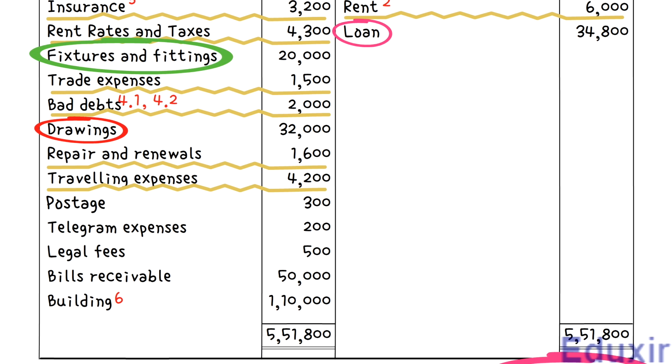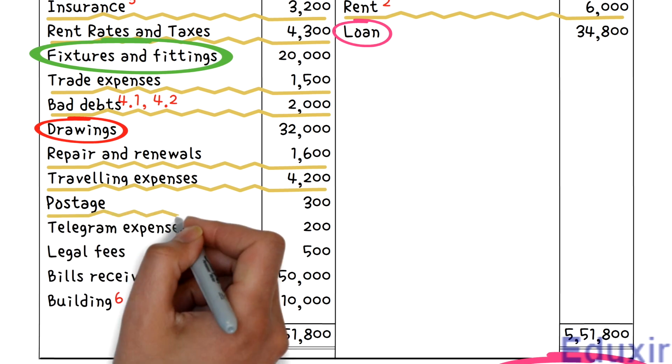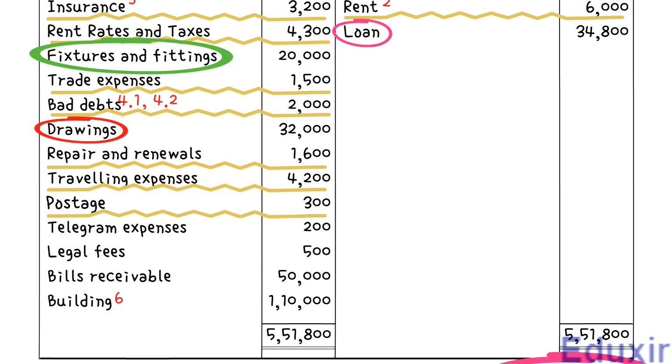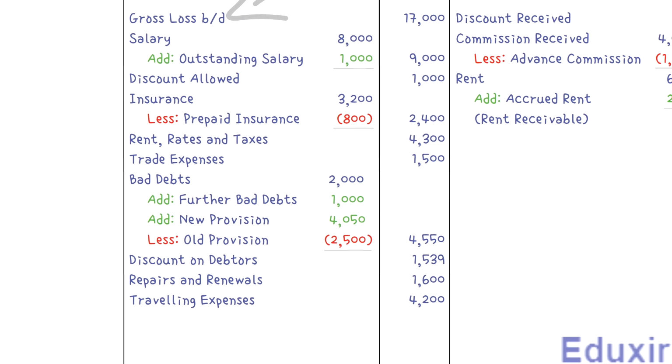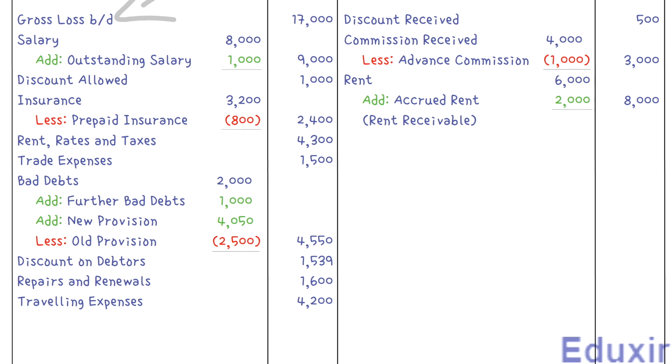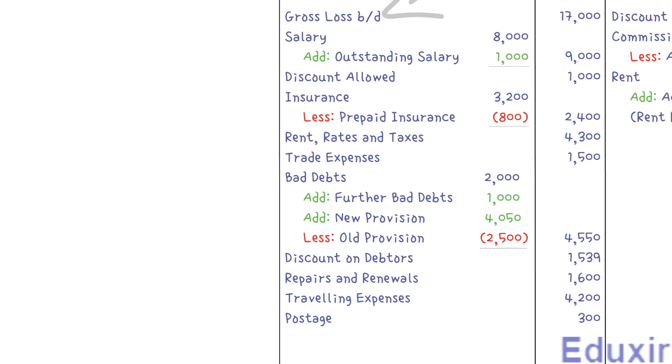Let us now consider the next balance. The next balance is related to the postage amounting to 300 rupees. As you know, postage is an expenses account, so we should post this into the profit and loss account. Let us first write postage into the expenses column on the debit side of the profit and loss account. Let us then write the corresponding postage amount of 300 rupees into the amount column. With that, we have completed the postage related posting into the profit and loss account.